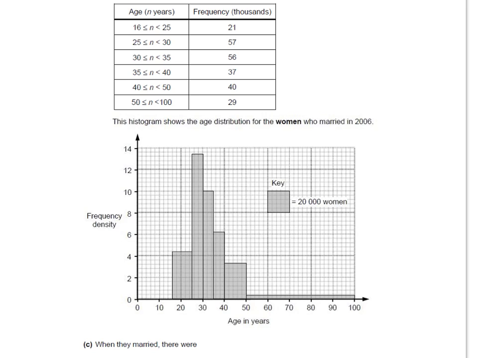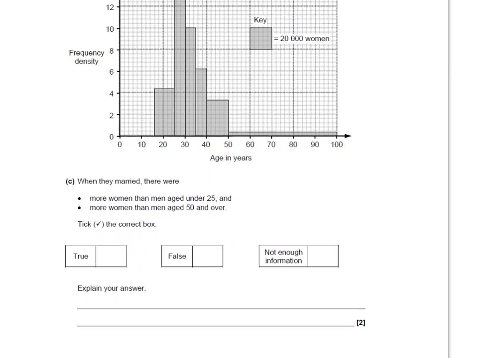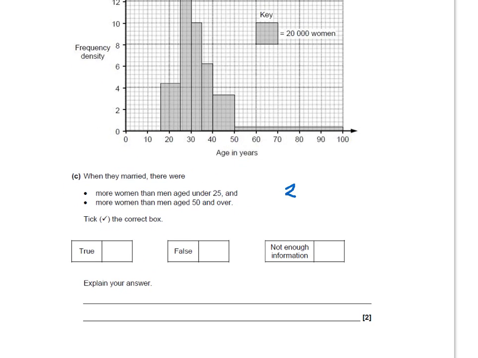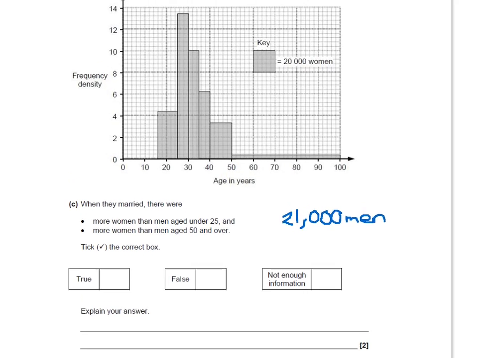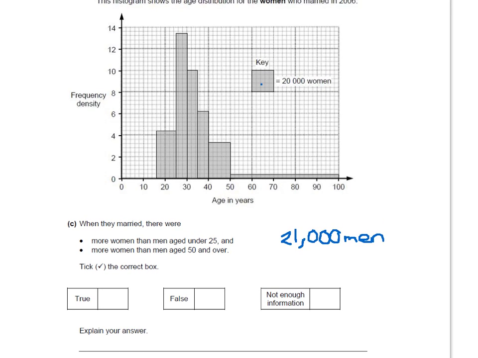Well, there are clearly 21,000 men aged under 25 from this table at the top. So I'll just write that down. 21,000 men. Let me just look at the histogram to work out how many women. Well, using the key, that's 20,000, 40,000, maybe a little bit more, but roughly 40,000 women. So that would make that true, more women than men aged under 25.